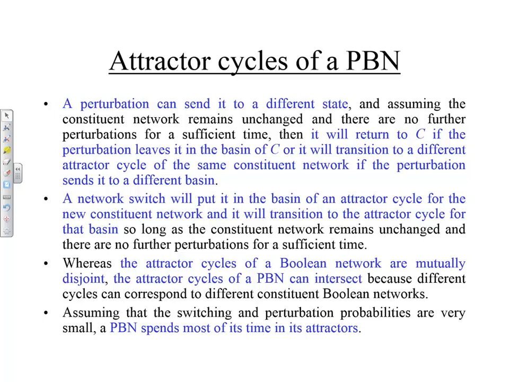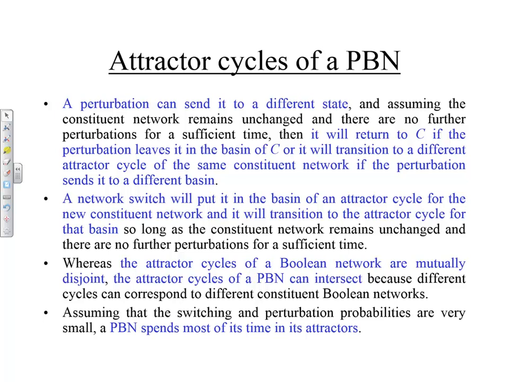Whereas the attractor cycles of a Boolean network are mutually disjoint, because the attractor means you get in there, you stay there. You cannot simultaneously get to two different attractor cycles in the case of a Boolean network. But in the case of a PBN, there can be intersection because it's only with a certain probability. It's not for sure. So it could visit different attractor cycles at the same time with different probabilities. The attractors of a PBN can intersect because different cycles can correspond to different constituent Boolean networks.